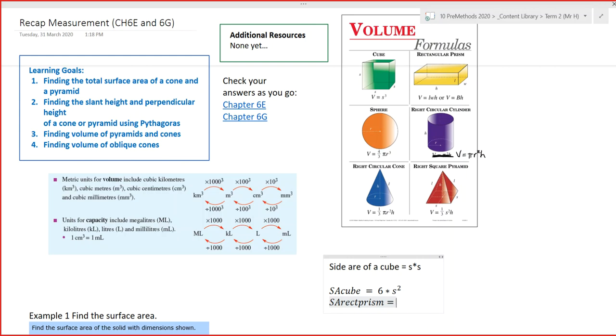No one remembers? So we've got length times width, that's one of the sides. That's the area of one side. Width times height, that's another side. And then height times length. And then there's 2 of each of those sides. So 2 times all of those.